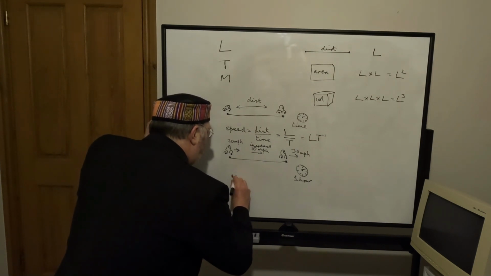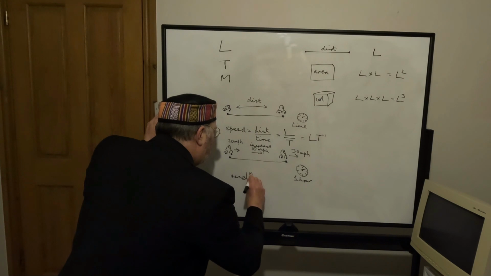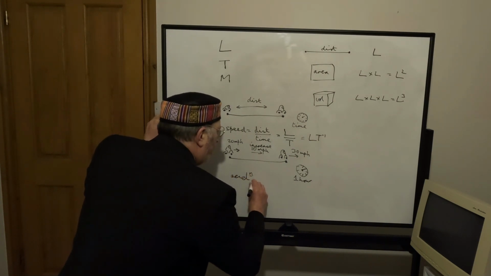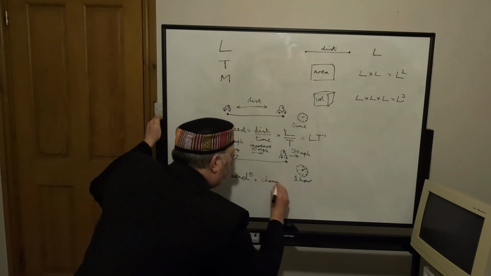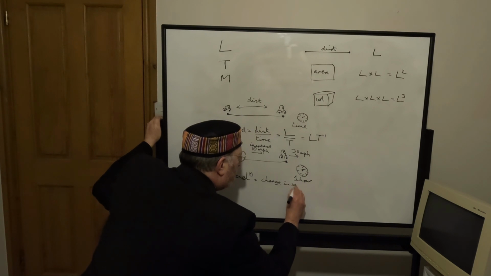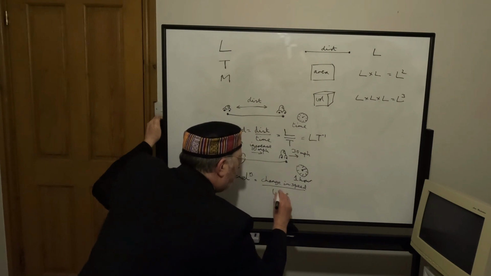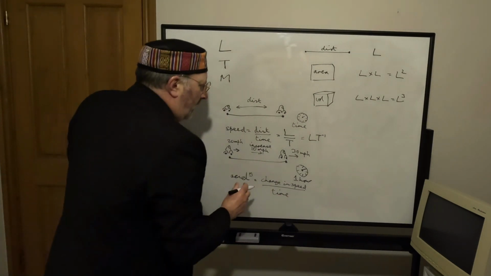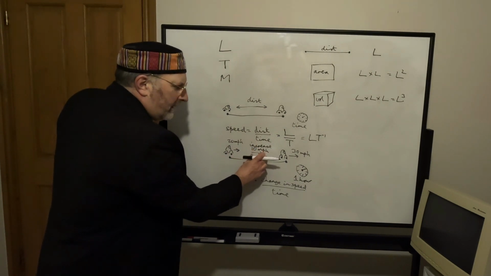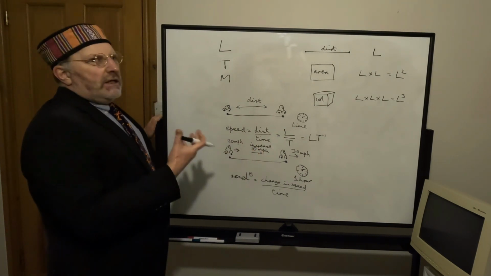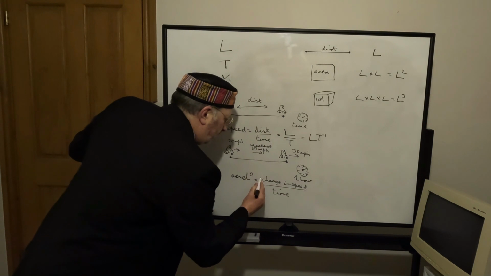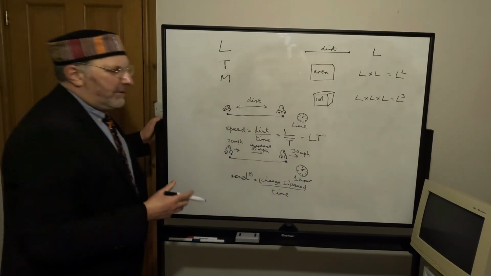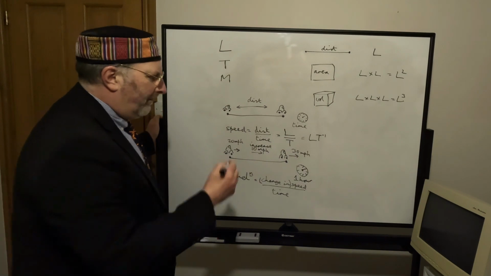So the formula for acceleration, which I'll write like that, is equal to the change in the speed divided by the time taken. Now the change in the speed, well, it was here an increase of 10 miles per hour. So the change in the speed is just another speed. 10 miles per hour is a speed. In other words, it's just a speed divided by a time.